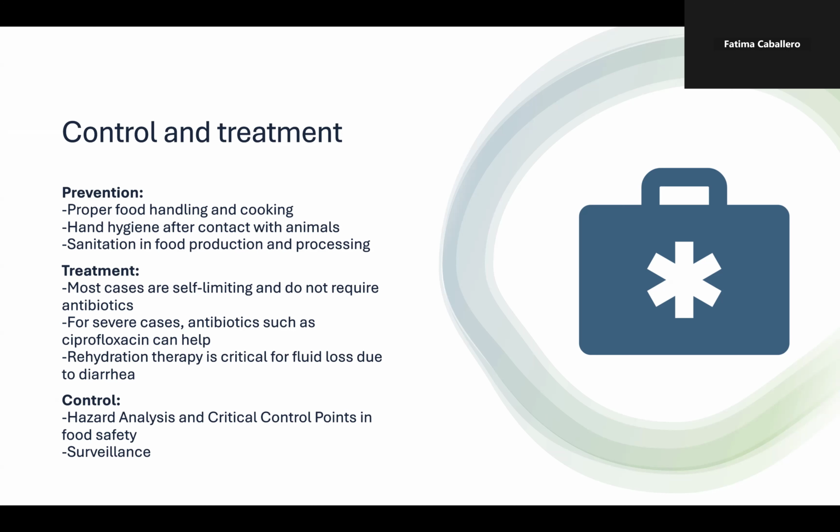On a bigger scale, public health agencies track outbreaks and investigate sources quickly to stop the spread. So, overall, prevention, proper treatment, and surveillance all work together to control the spread of Salmonella enterica.